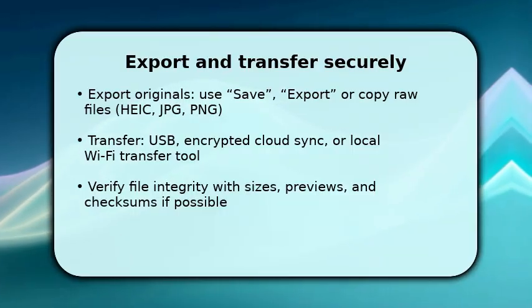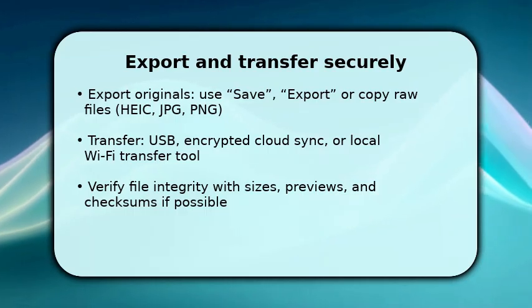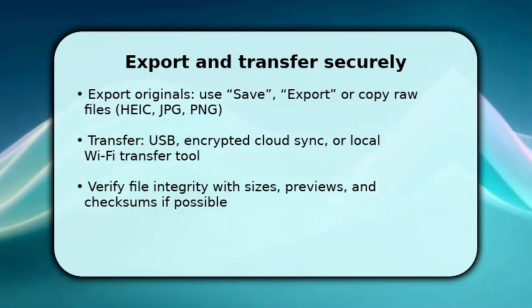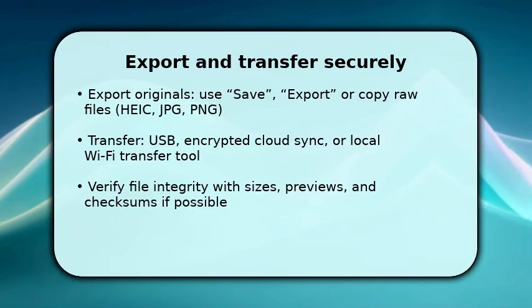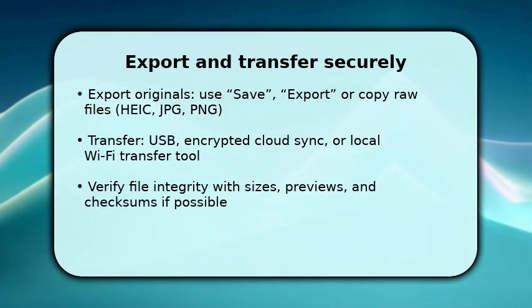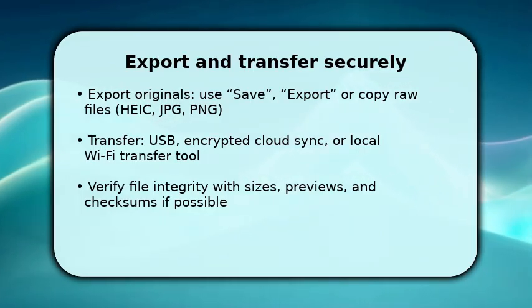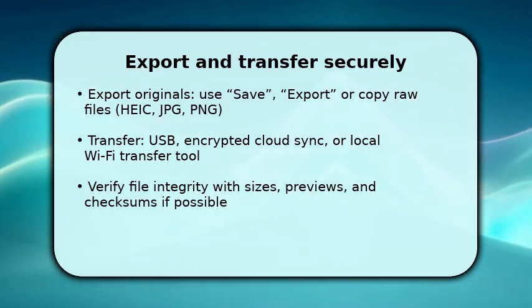Next, transfer via a secure channel: USB to a computer, an encrypted cloud service, or a local encrypted transfer app over Wi-Fi. As you move files, verify they opened correctly and match size or preview. Make sure file names and timestamps are preserved, so the backup is a faithful duplicate of the hidden set.